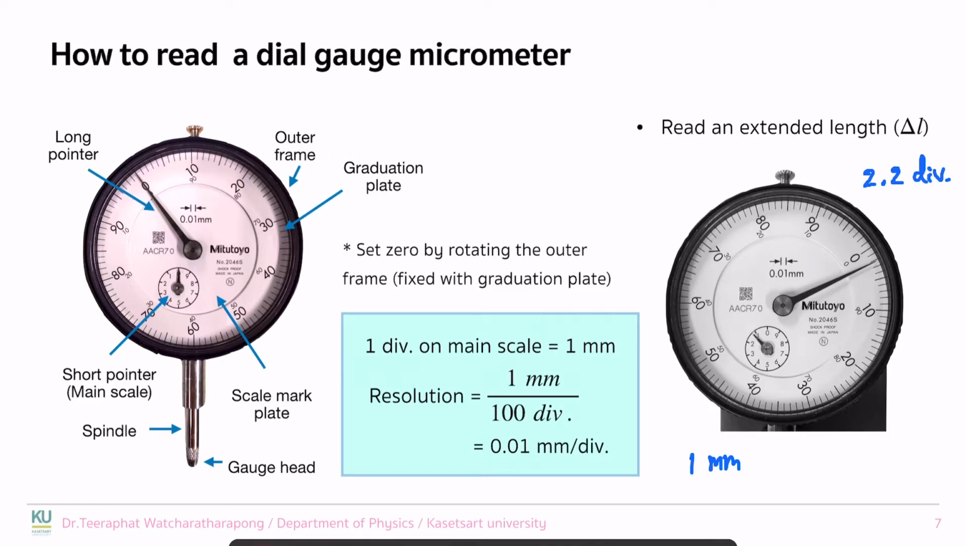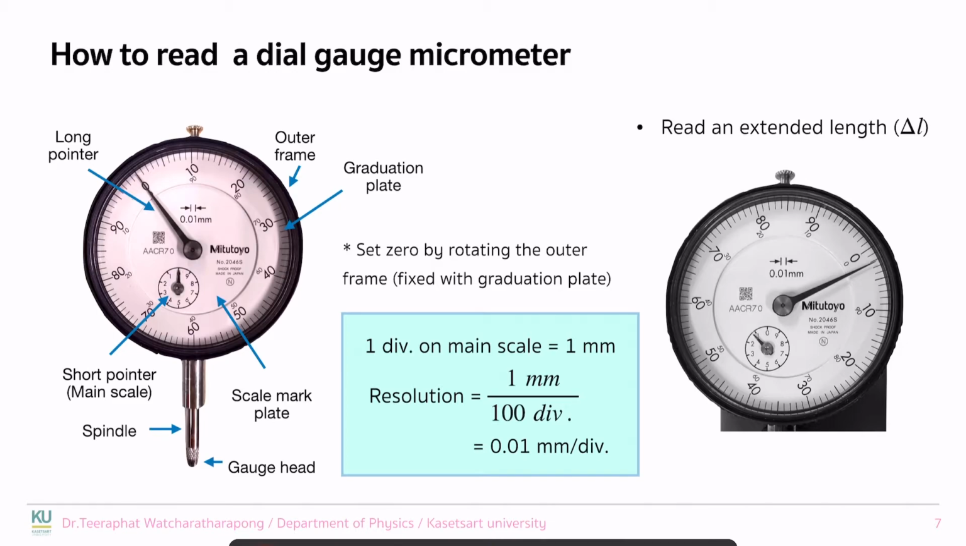Each division is equivalent to 0.01 millimeter. So that means it would be, how much? 0.022 millimeter. So the total length read from the dial gauge is 1.022 millimeter. And there are 3 decimal digits there. So this is important.